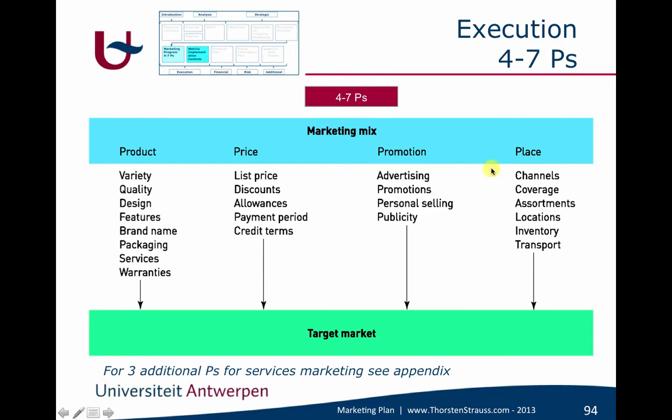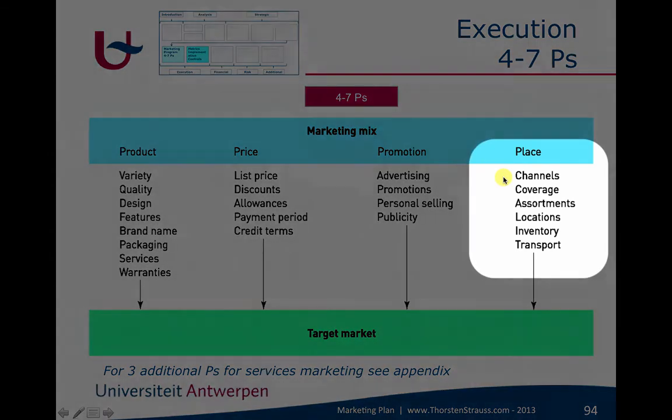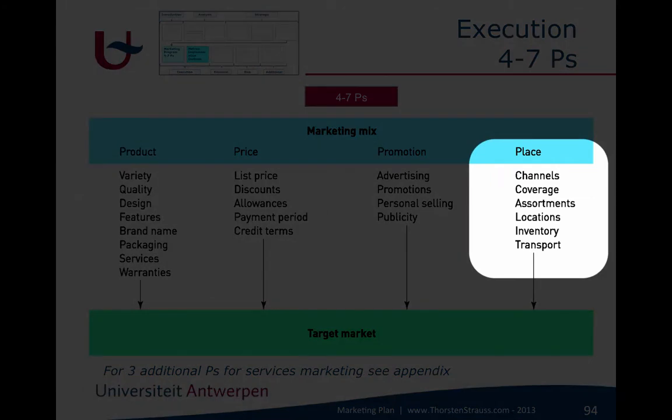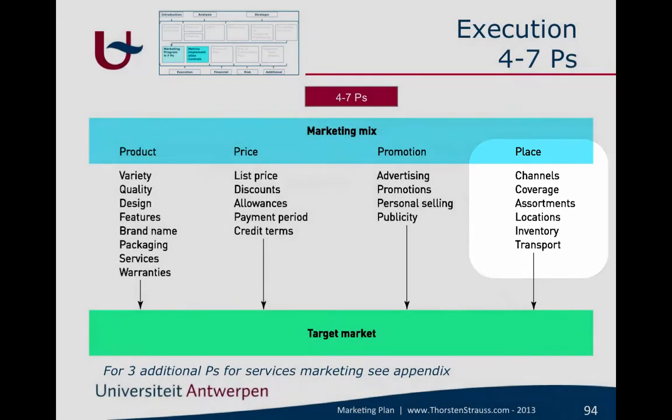The next thing is also very important. Which channels do you use to get to the market? What's your coverage? What assortments, locations, inventory, transport? All critical marketing elements. Most people really think only about promotion. When they hear marketing, they think advertisement, they think communication, and they think that is all there is.